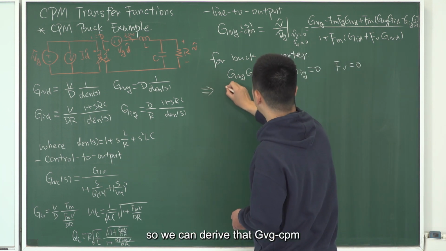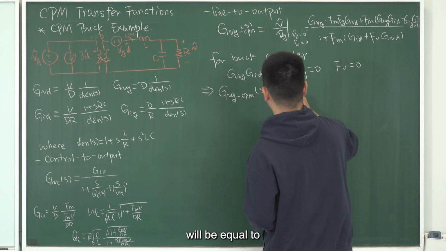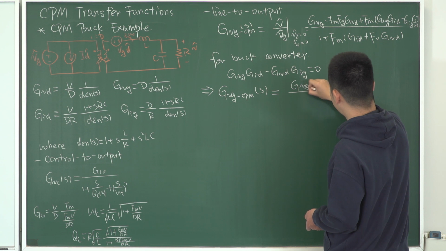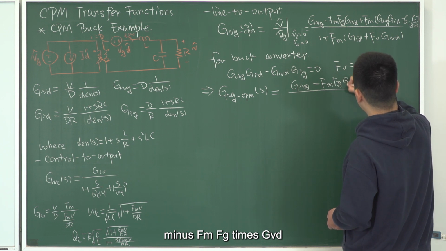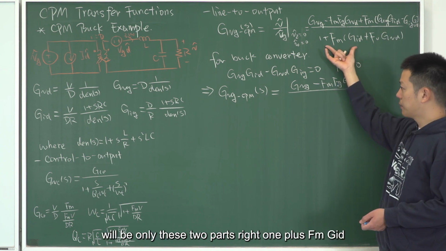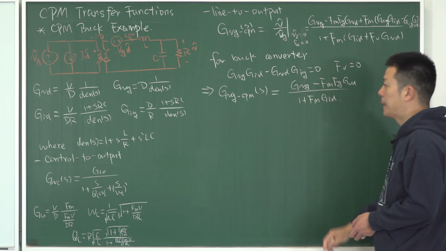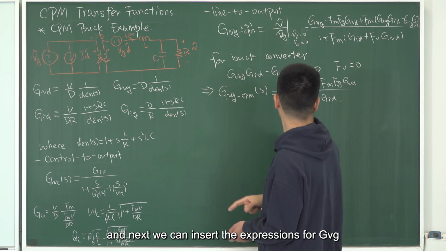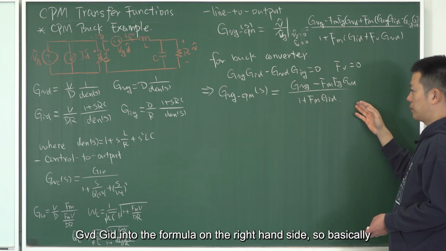So we can derive that GVG CPM will be equal to, so the fraction numerator is GVG minus this term FM FG times GVD. So here is 0. And denominator will be only these two parts, right? 1 plus FM GID. And next, we can insert the expressions for GVG, GVD, GID into the formula on the right-hand side, right?